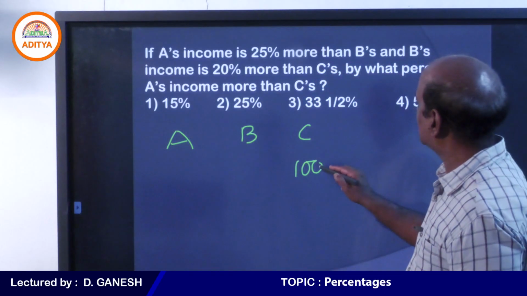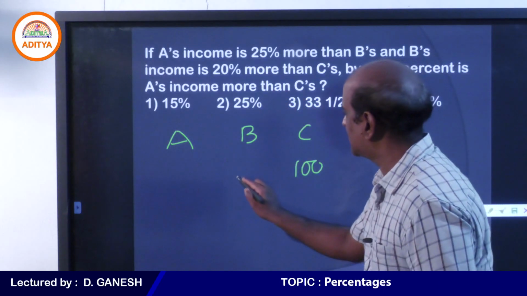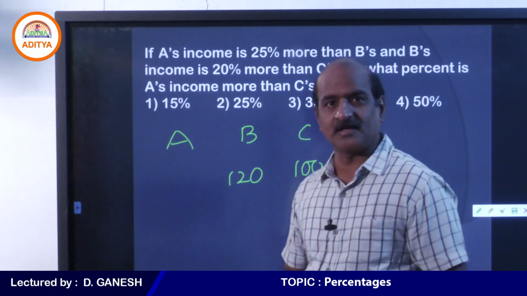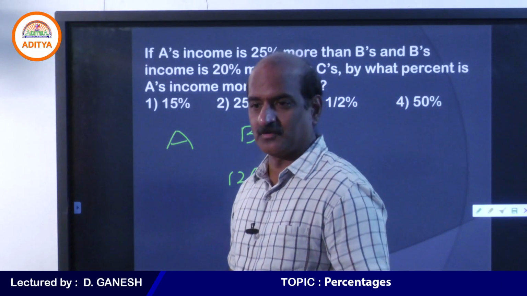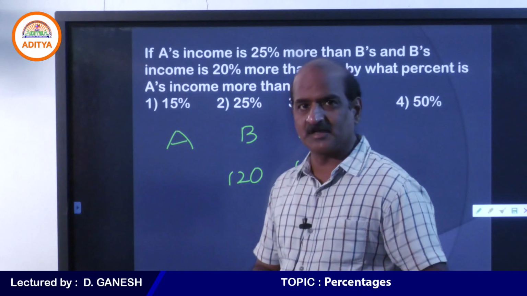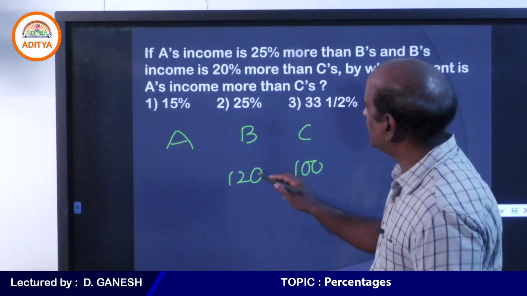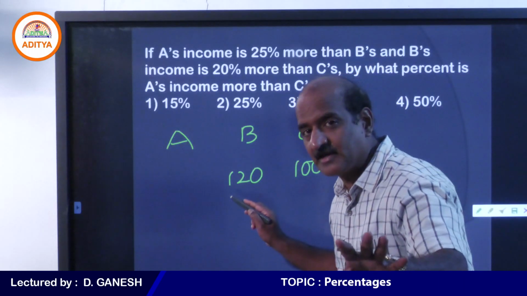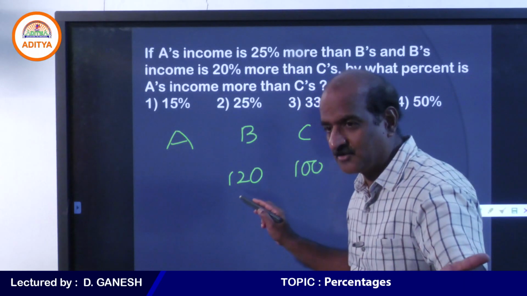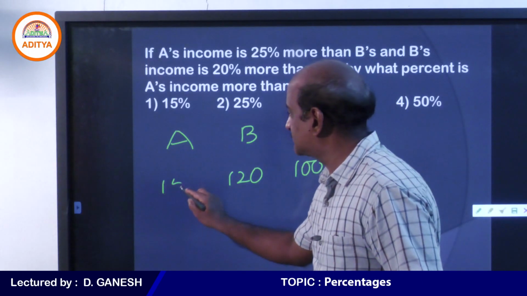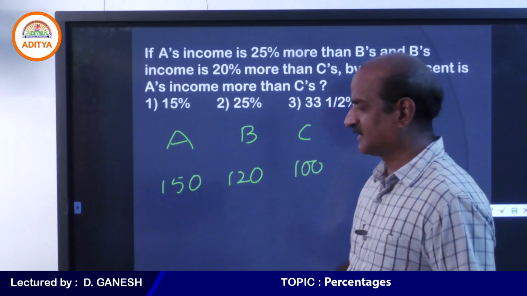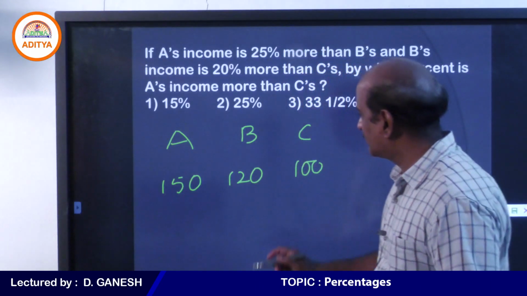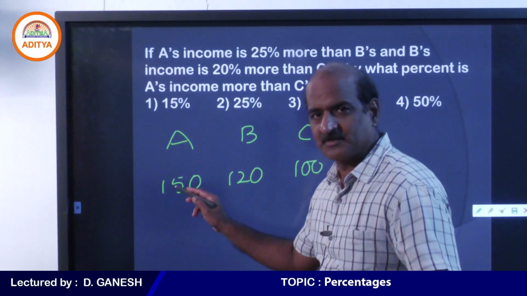So when C is taken as 100, B's income is 20% more. Therefore, B is getting 120. You know that because it is 20% more. So when C is 100, obviously B will be 120. So when B is 120, A is 25% more. How much is 25% of 120? 30 rupees. Therefore, A must be getting 150. So when C is getting 100, you know how much B is getting, and from B it is A, so A must be getting 150.